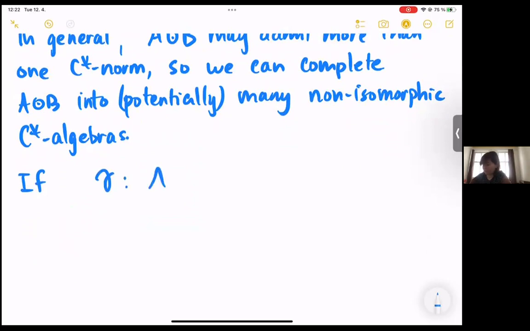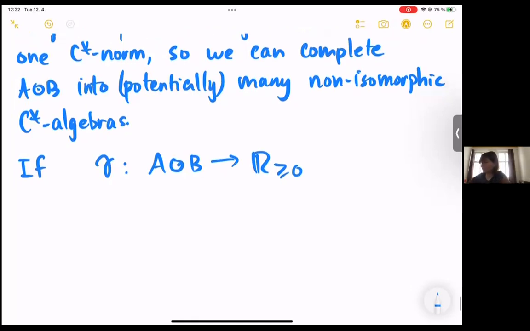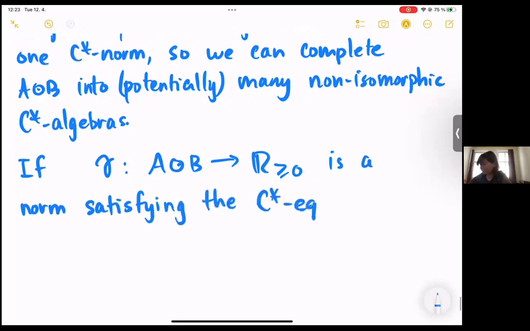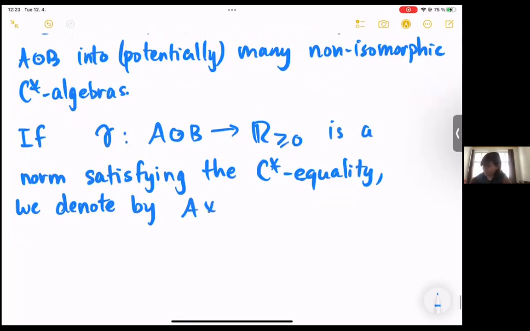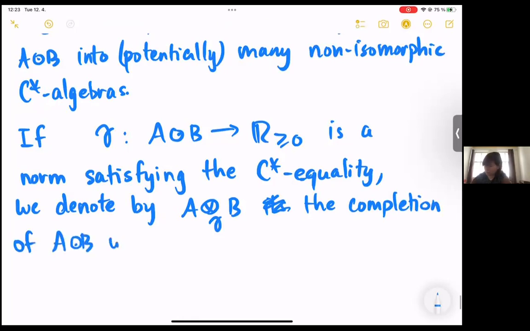So if gamma, from the algebraic tensor product, is a norm satisfying the C-star equality, we can denote its completion by a tensor product with a little gamma at the bottom, with respect to the norm gamma.